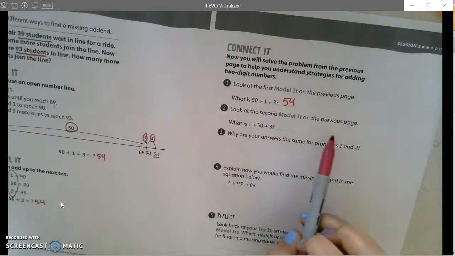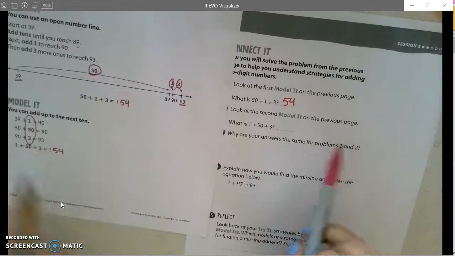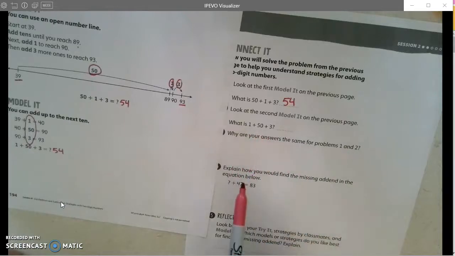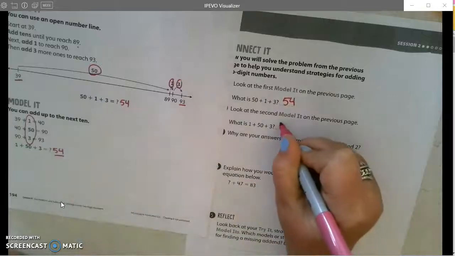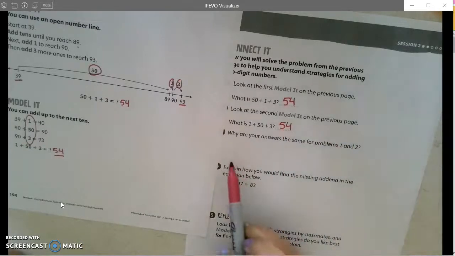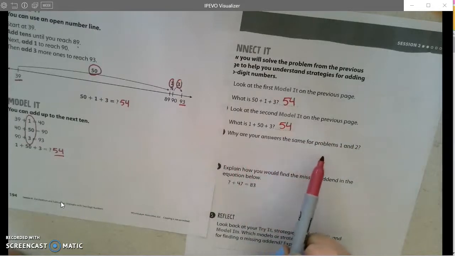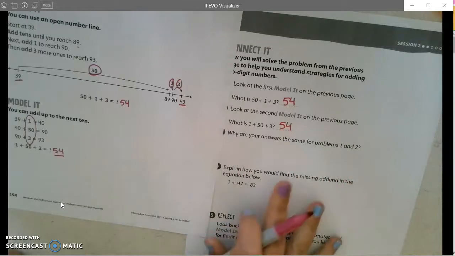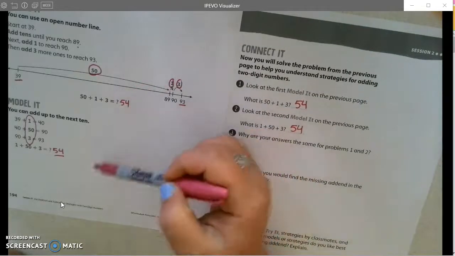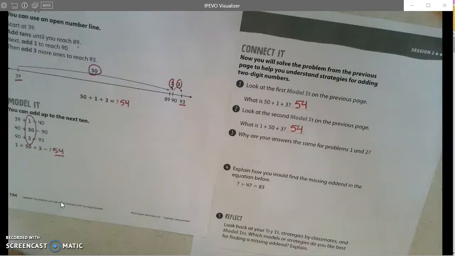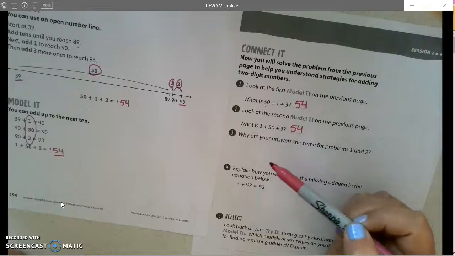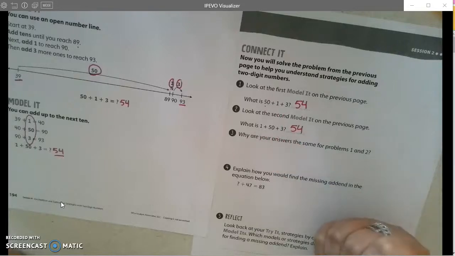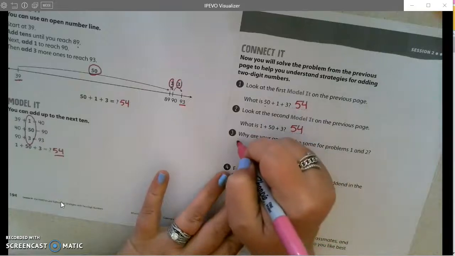Look at the second model it on the previous page. That's down here. What is 1 plus 50 plus 3? Because they added 1 first, and we already solved it. 54. Why are your answers the same for problems 1 and 2? Why is the answer for both of these problems the same? We did 50 plus 1 plus 3 and 1 plus 50 plus 3. They're not in the same order, but we added the same numbers, right?